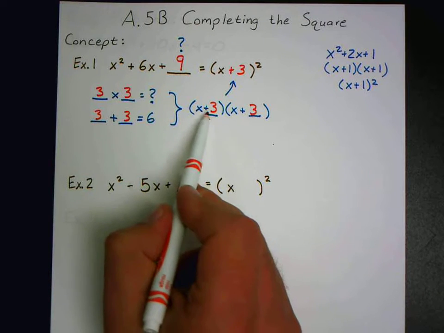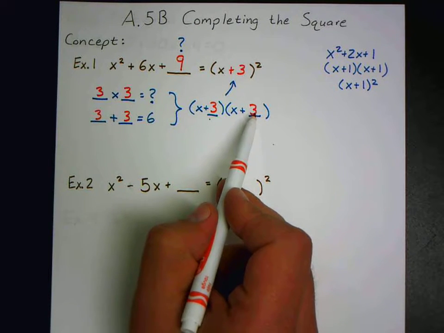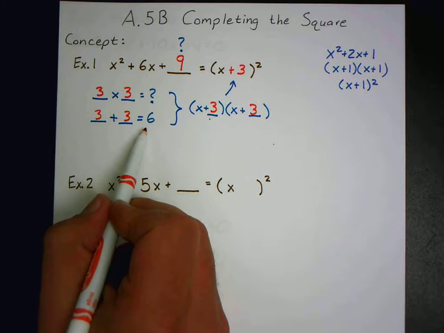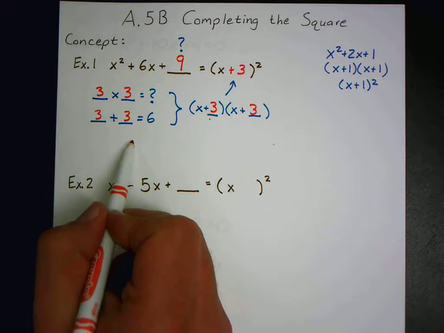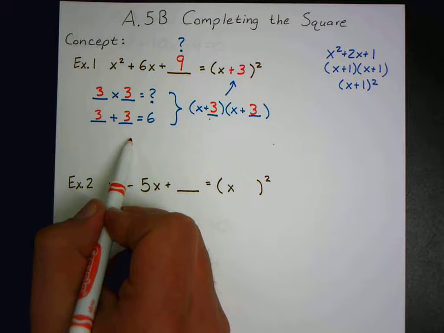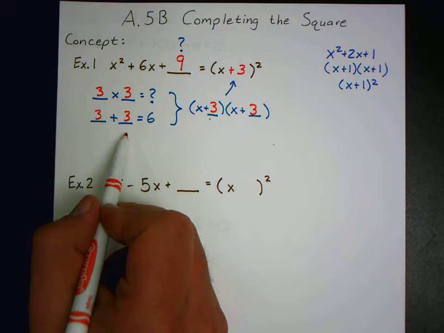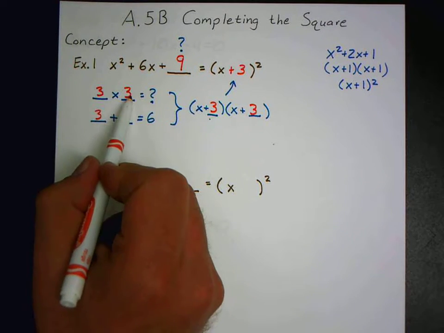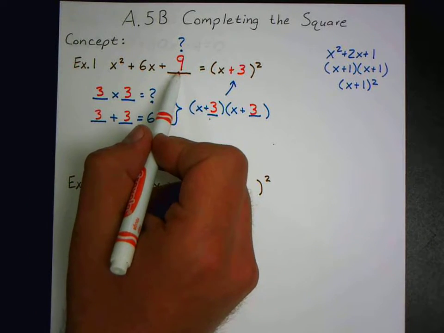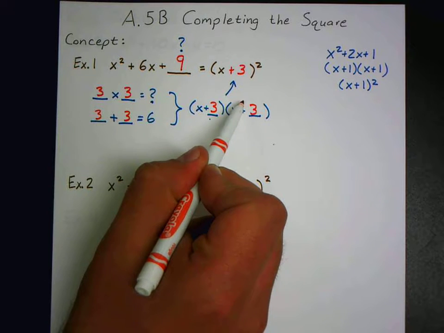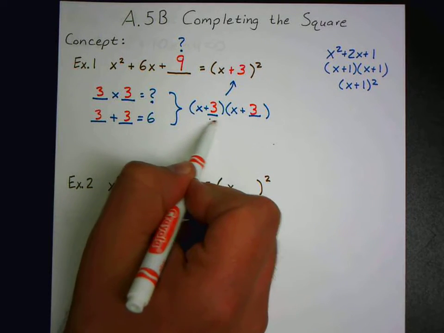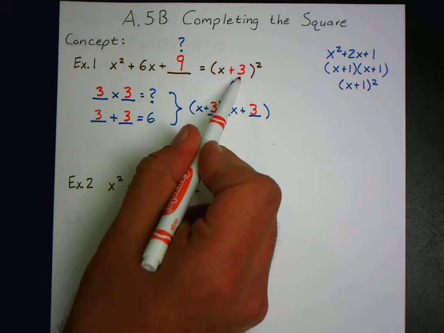So we know that these two numbers need to be the same. So there's only one way to split up 6 so that those two numbers are the same: 3 and 3. Well, 3 and 3 make 9. So this number has to be 9 in order for it to make all this work. So if that's 3 and 3, then that's going to be x plus 3 in there.